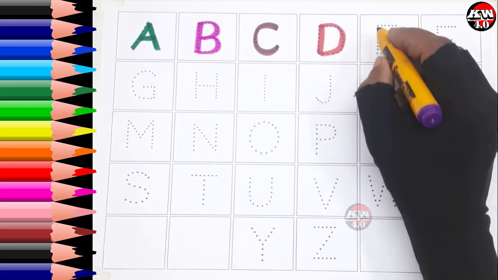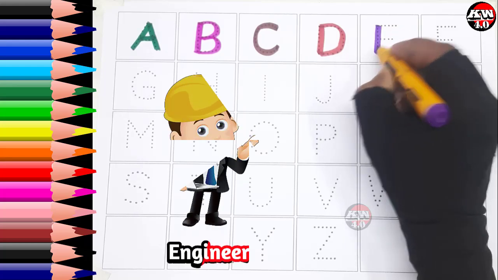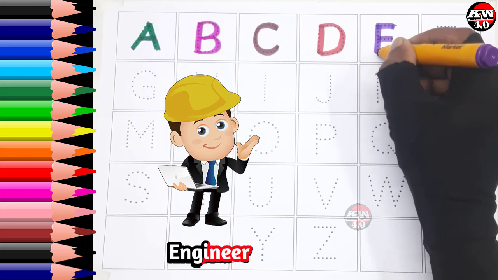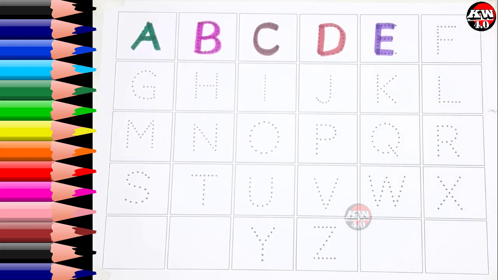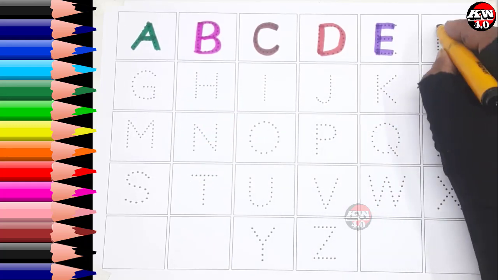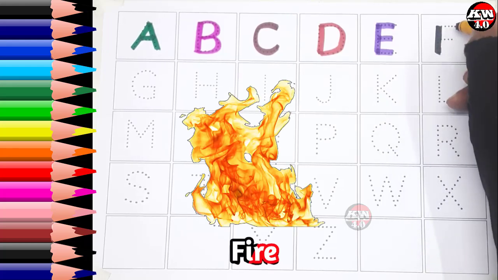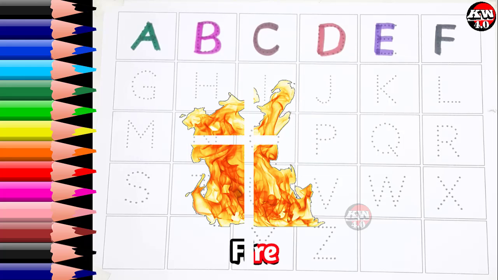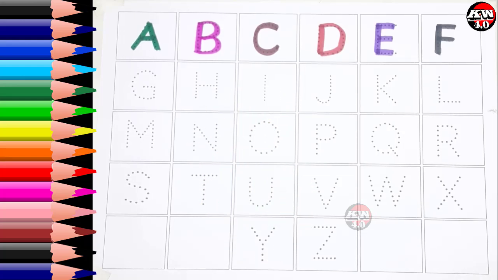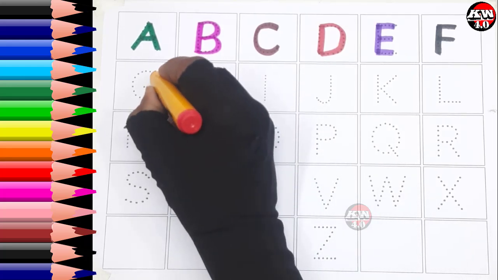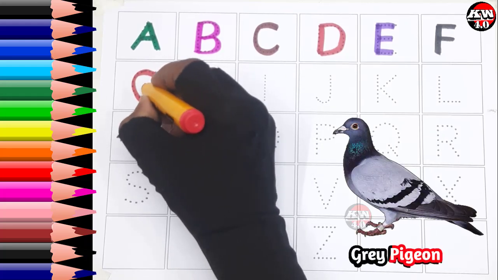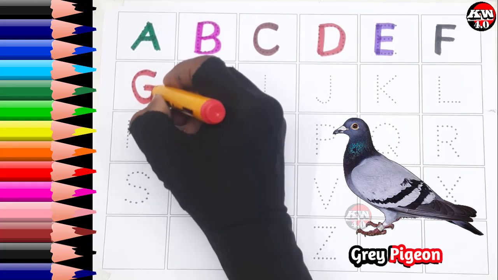Purple color. E for engineer, E for engineer. Black color. F for fire, F for fire. Red color. G for grapes, pigeon, G for grapes, pigeon.